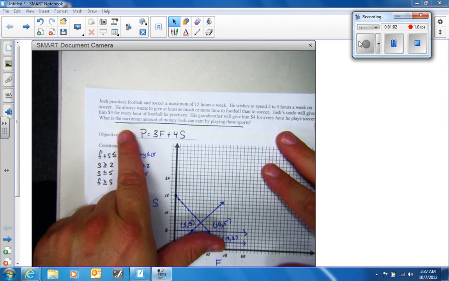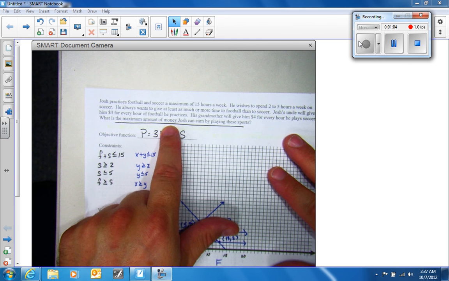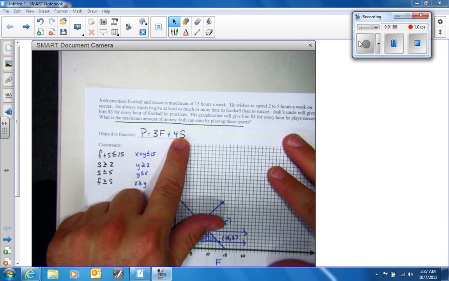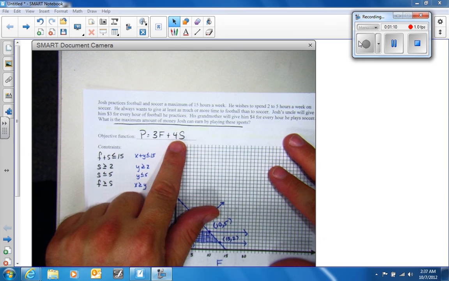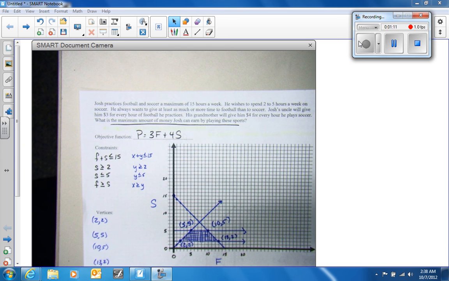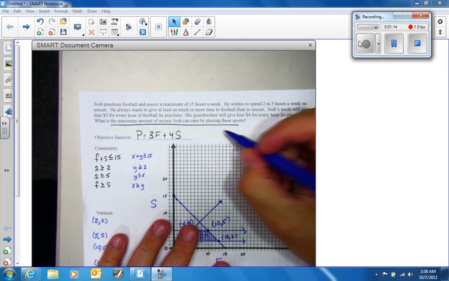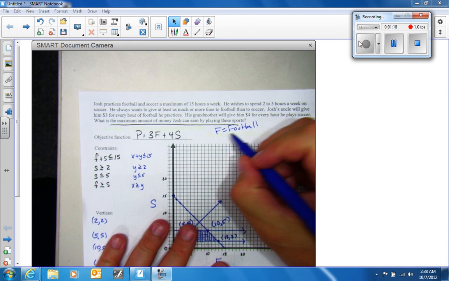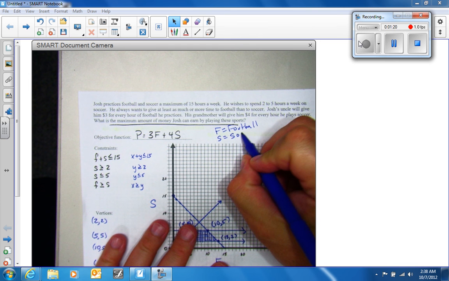football and soccer problem. Real quick, this last sentence: what is the maximum amount of money Josh can earn by playing these sports? These sports refer to football and soccer, so those are your variables. Remember, you must always, always define your variables. So F is going to equal football, and S is going to equal soccer. Okay? Now every question is going to deal with this.